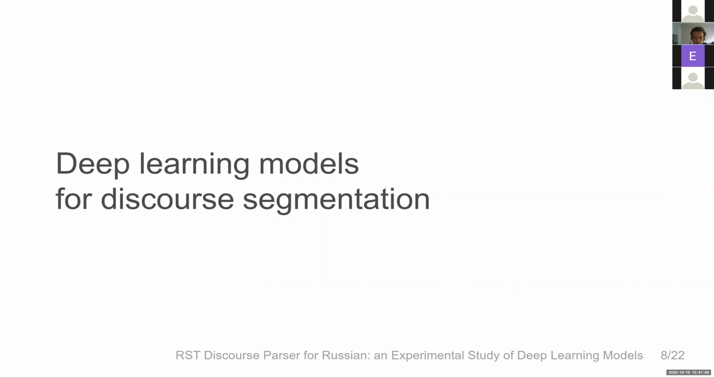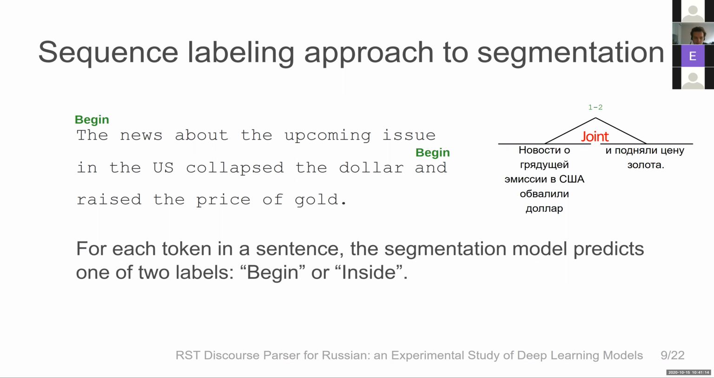The discourse parsing pipeline consists of three models: the segmenter, the structure classifier, and the model for classification of discourse relations. The first is used for text segmentation, and we solve the problem of discourse segmentation as a sequence labeling problem. For each token in the sentence, we try to predict one of two labels, begin or inside. The begin label means that the current token is placed at the beginning of a new elementary discourse unit.